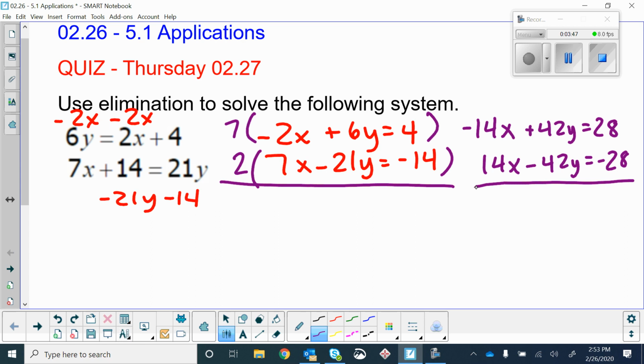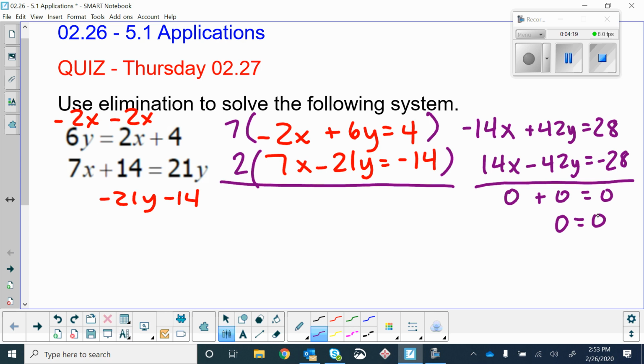So when I go to add these, what happens? I was trying to cancel out the x's. That happened. But what else happened? They all cancel, which gives me 0 equals 0. So here's what happens when all the variables cancel and you get some number equals some number. You ask yourself, is that true or false? It's true. So if you get something that's true, how many solutions does this system have?